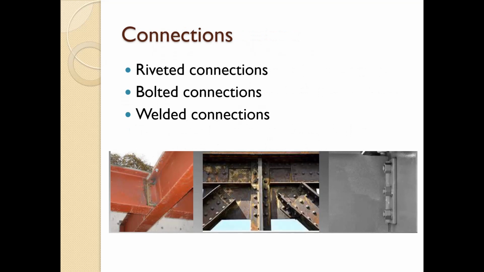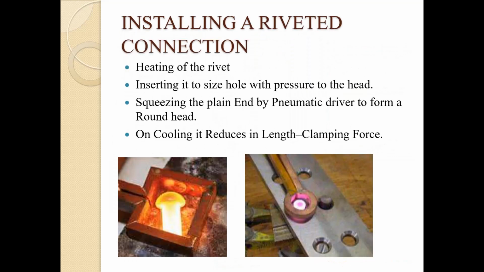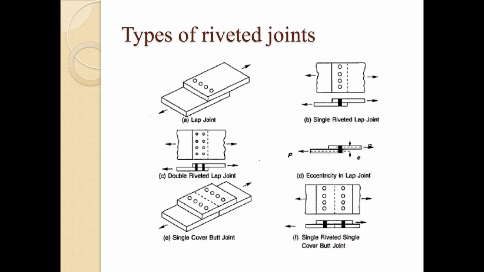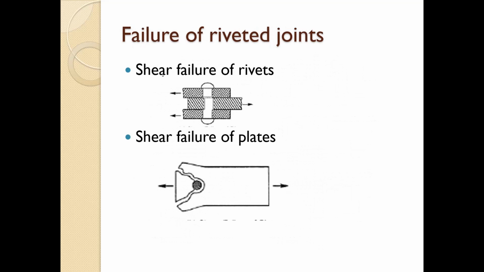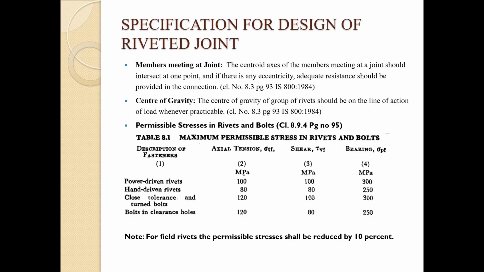So as for now, we have seen the connections, then riveted connections, types of rivets, method of riveting, and symbols, types of riveted joint, that is lap and butt, the failure of riveted joints, assumptions. Today we are going to see the specification of riveted joints.